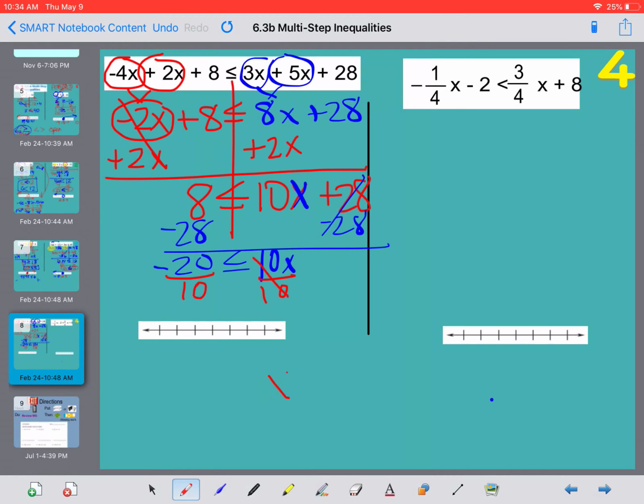We're just going to continue down here. And we have negative 2. 20 divided by 10 is 2. But we can't graph this like this. We need to flip-flop it around. X, negative 2, and then flip our symbol.